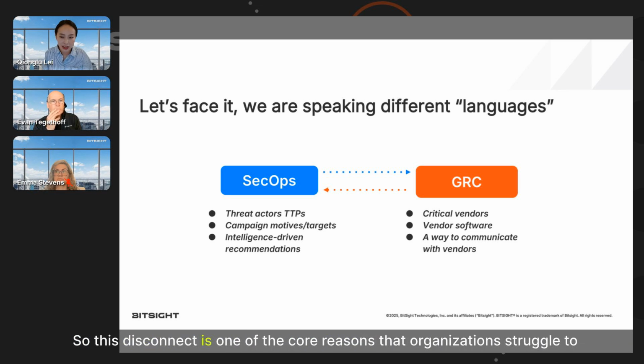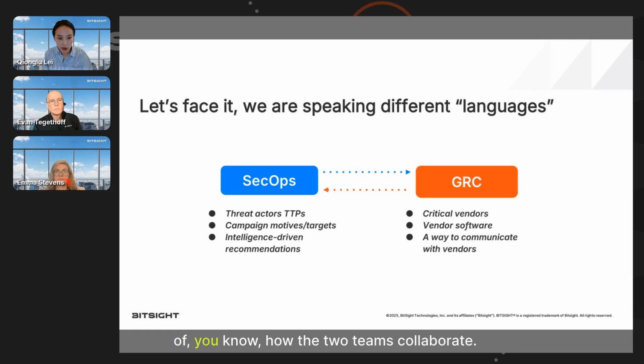This disconnect is one of the core reasons that organizations struggle to operationalize third-party risk in a meaningful way. And that's what we'd like to focus on today: closing that gap and creating a shared language between those teams, making it a big part of how the two teams collaborate.